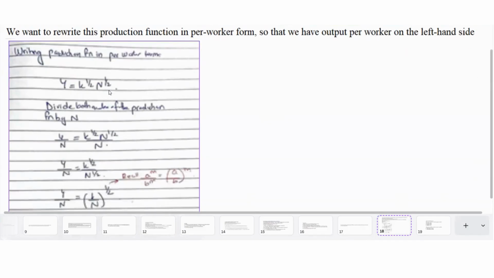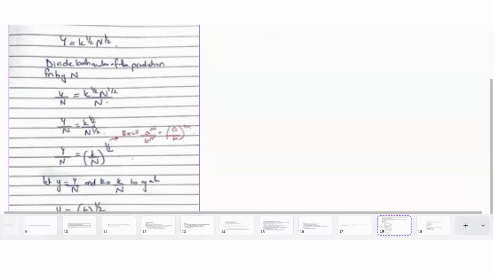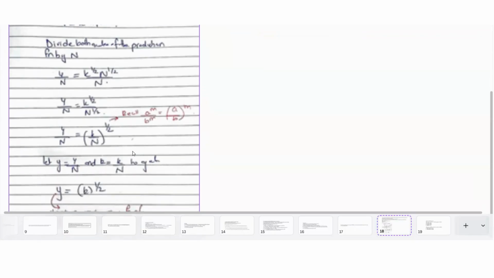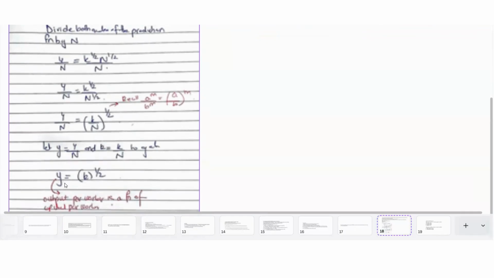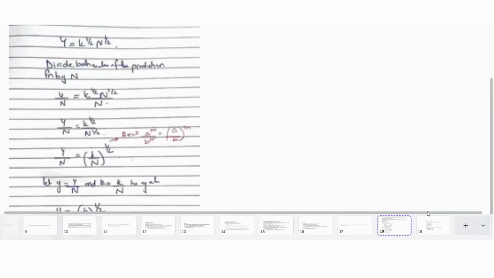For this, we take our production function, which is Y = K^(1/2) N^(1/2). We divide both sides by N. And then we use an indices rule and write this as Y/N = K^(1/2) / N^(1/2). Then using another indices rule, we can write this as Y/N = (K/N)^(1/2). And here we can just redefine capital Y/N to be small y, output per worker, and capital K/N to be small k, capital per worker. And we can write small y, which is output per worker, equal to small k, which is capital per worker, to the power 1/2. So we've written output per worker as a function of capital per worker.